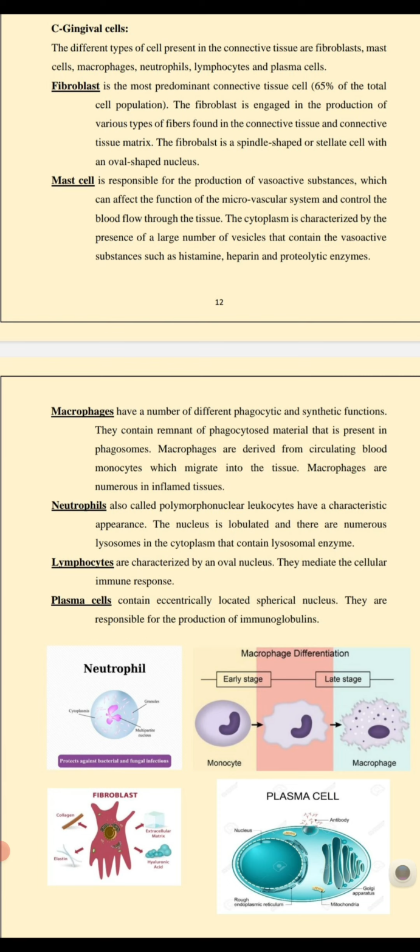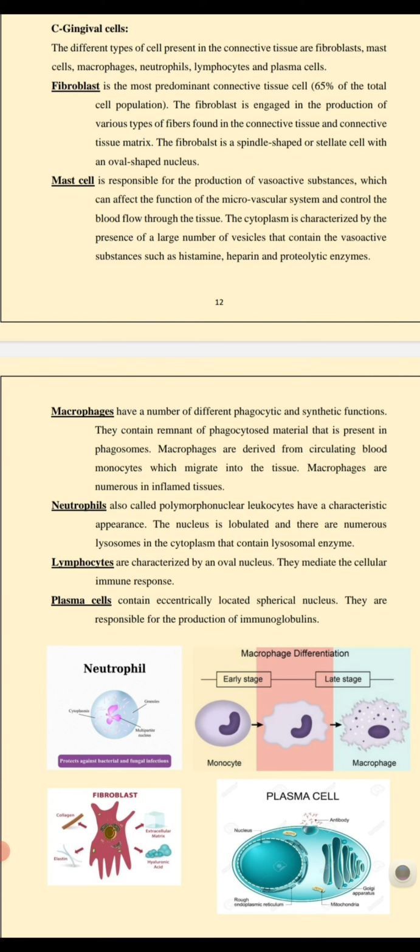And neutrophils are also called polymorphonuclear leukocytes. They have a characteristic appearance. The nucleus is lobulated, and there are numerous lysosomes in the cytoplasm that contain lysosomal enzymes. Neutrophils have a lobulated nucleus, are also called polymorphonuclear leukocytes, and have lysosomal enzymes.